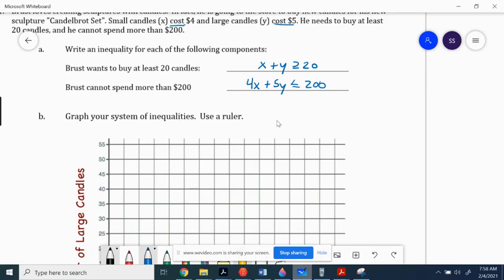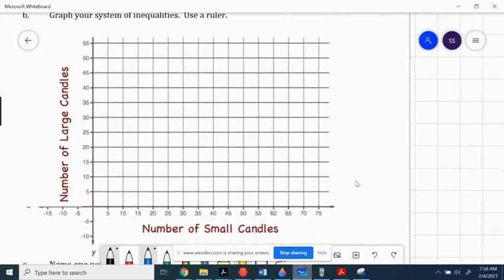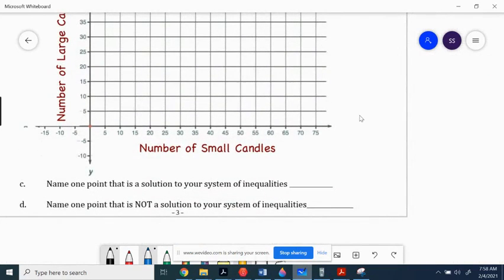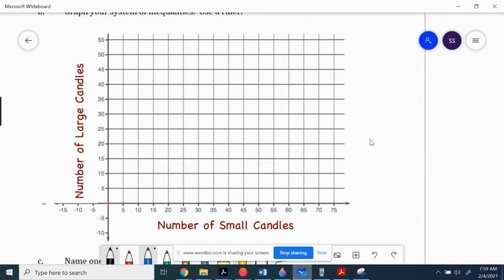You definitely need to still solve for y on both of them. And then I want you guys to graph these out on this graph here. And then C and D, name a point that is a solution and a point that's not in the solution. So basically a point that's in the shaded area and a point that's not. I'm very interested to see how you guys do on that one. So good luck on this.